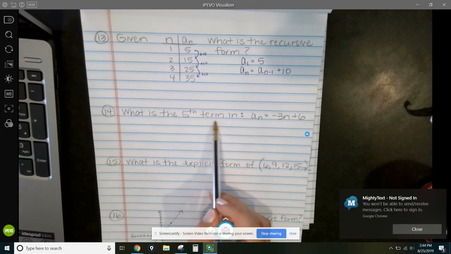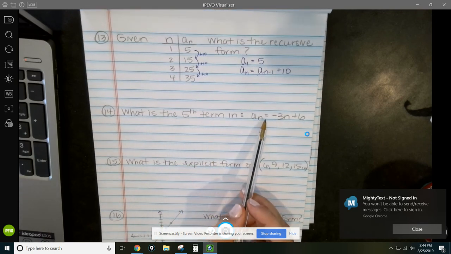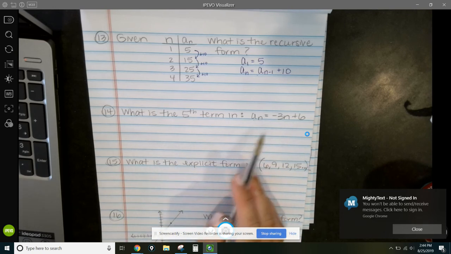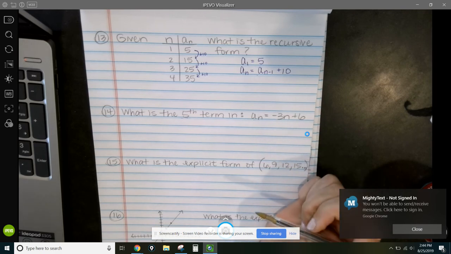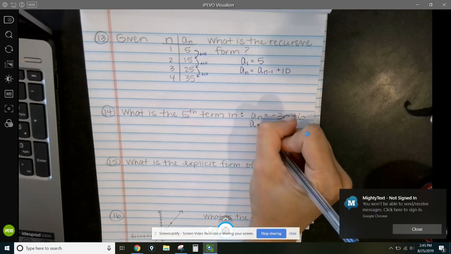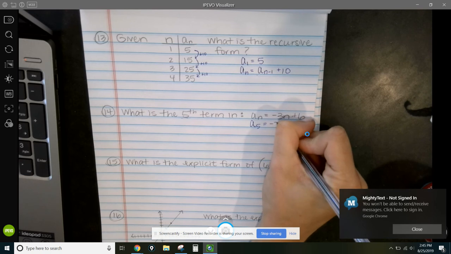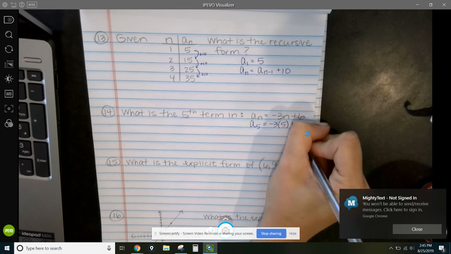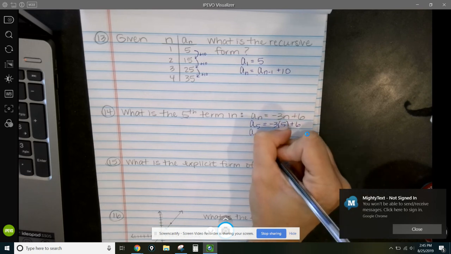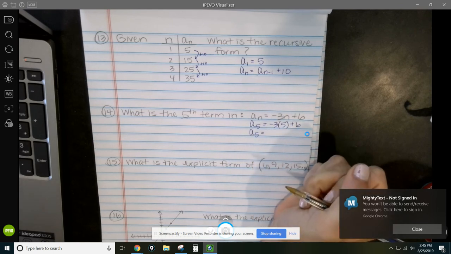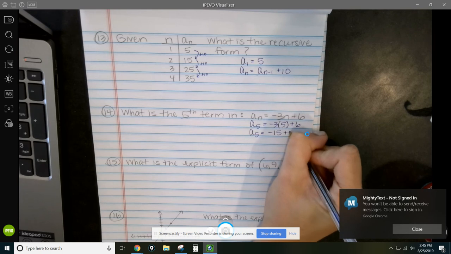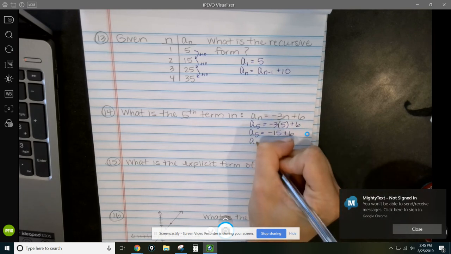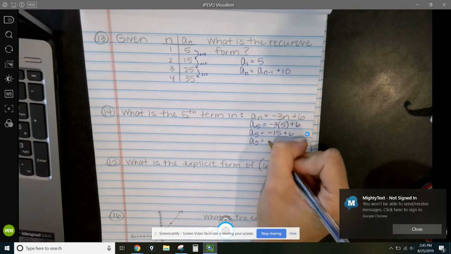Okay, so what is the fifth term in a of n equals negative 3n plus 6? This one's much easier. They're telling you they want the fifth term, and all you have to do is plug in 5 for that n. So like this, a of 5 equals negative 3 times 5 plus 6. As long as you remember your order of operations, you're going to be just fine. So negative 3 times 5 is negative 15 plus 6. So a of 5 equals negative 9.